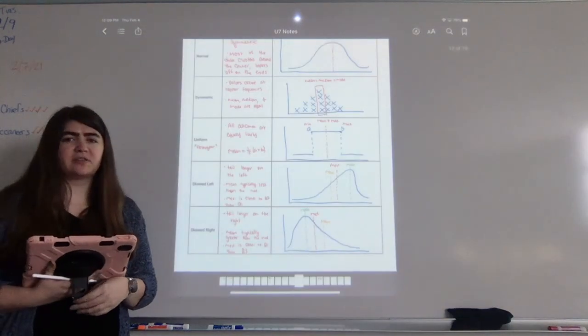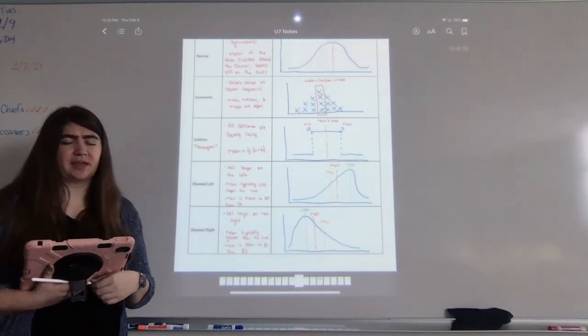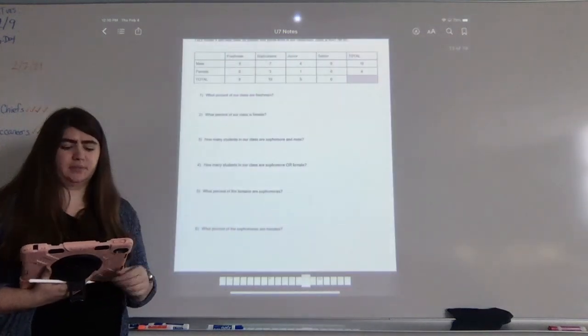This is where we're going to stop for today. We'll pick back up with section 5 covering two-way tables.